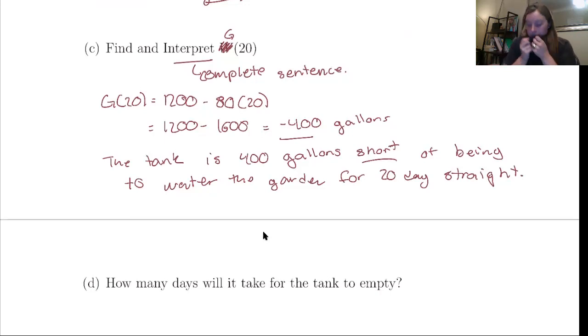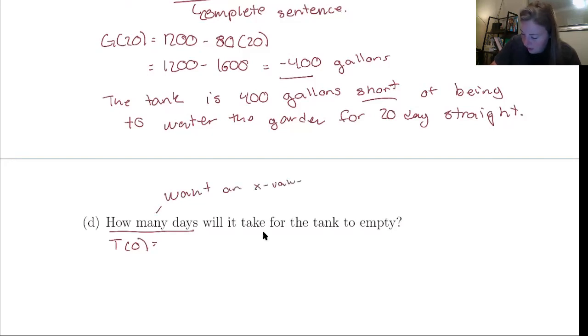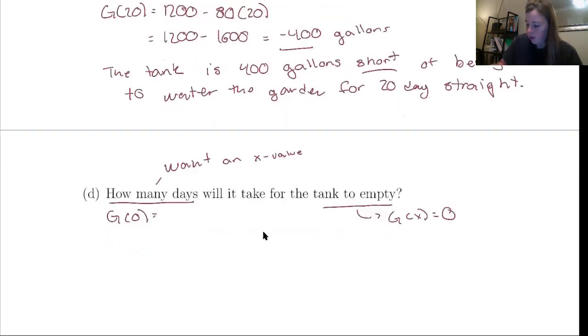Okay. So now we've talked about how I can make a model, plug numbers into a model, and talk about what that means. And now I can do the opposite. So how many days will it take for the tank to empty? That's not going to be 0. X is my number of days, and it says how many days, so that means I want an X value. When the tank is empty, that means G of X equals 0, okay?